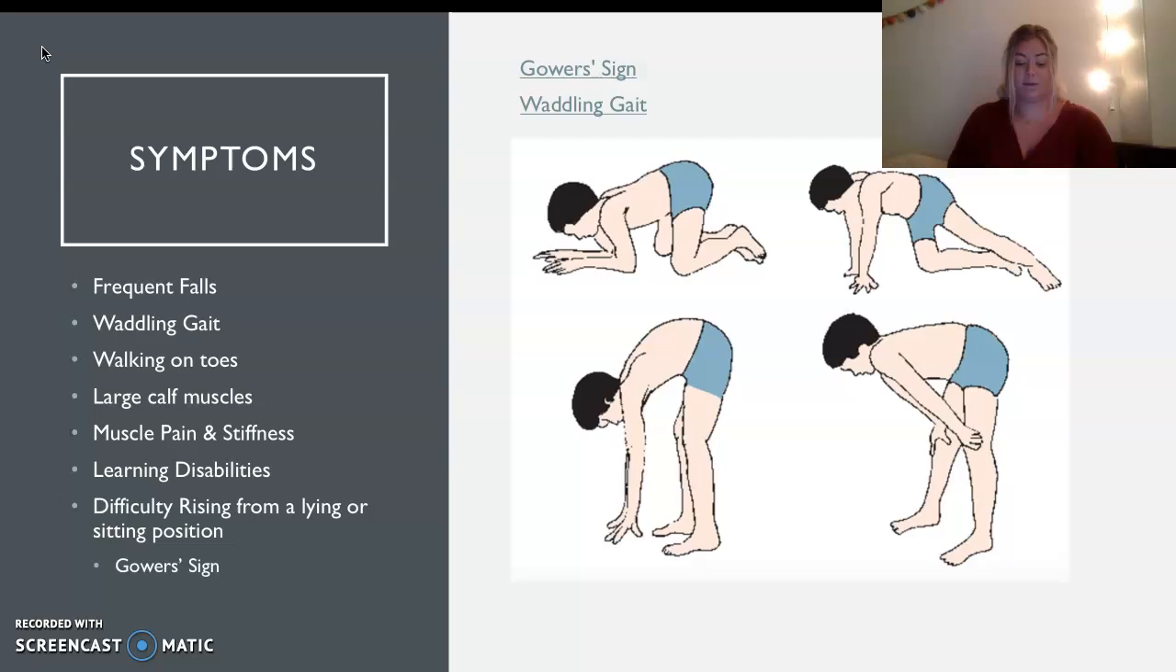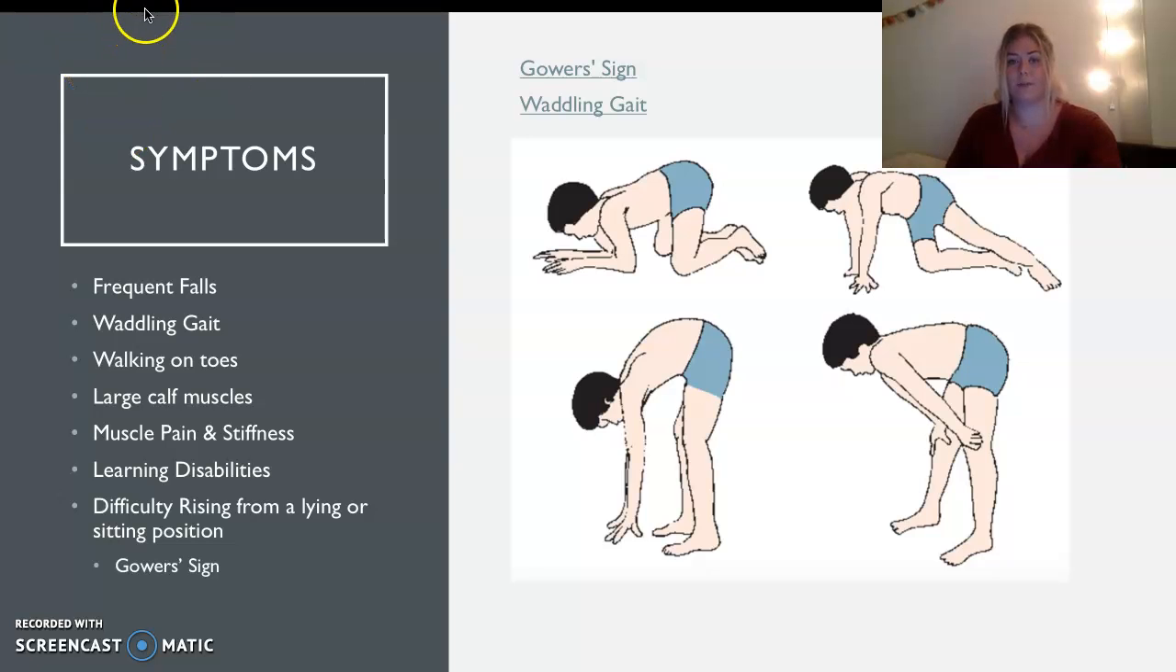So there are also many symptoms that are associated with this disease, some being frequent falls, a waddling gait, which is an abnormal walking pattern, walking on the toes, large calf muscles, muscle pain and stiffness, learning disabilities can occur, and difficulty rising from a lying or sitting position, which is known as the Gower's sign.